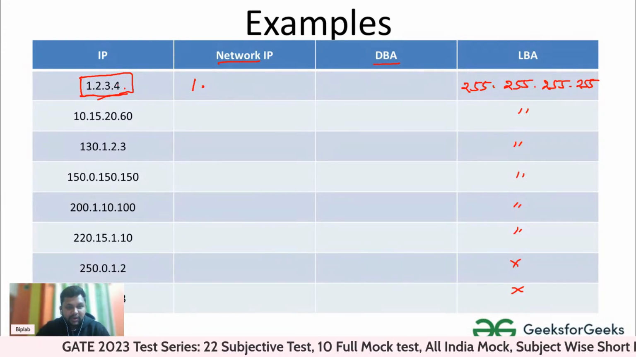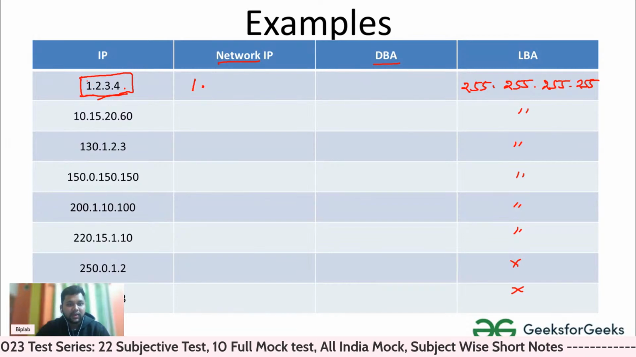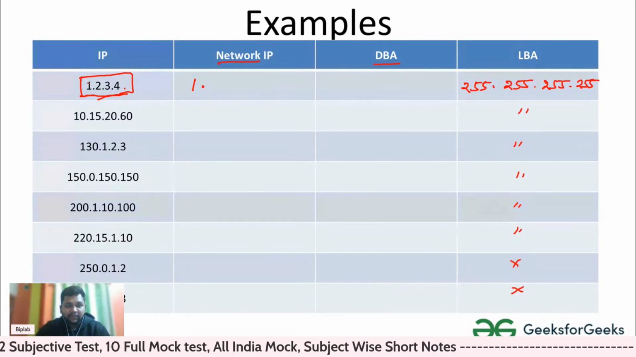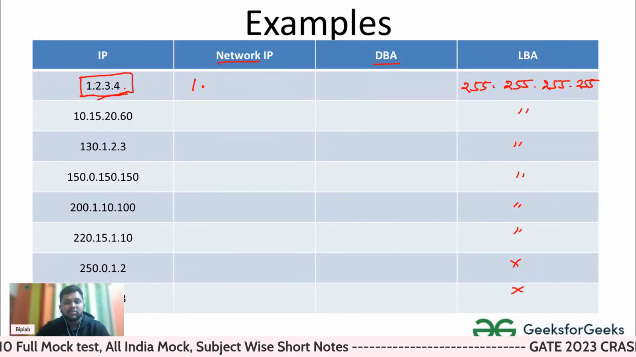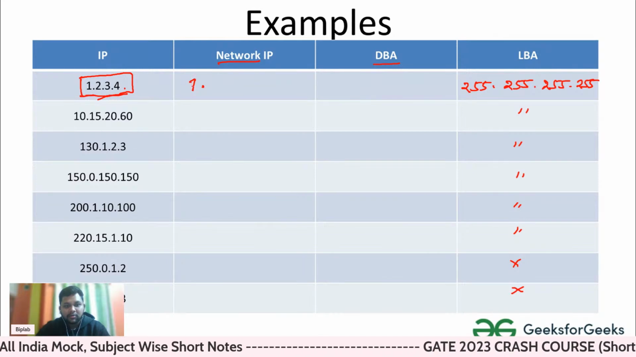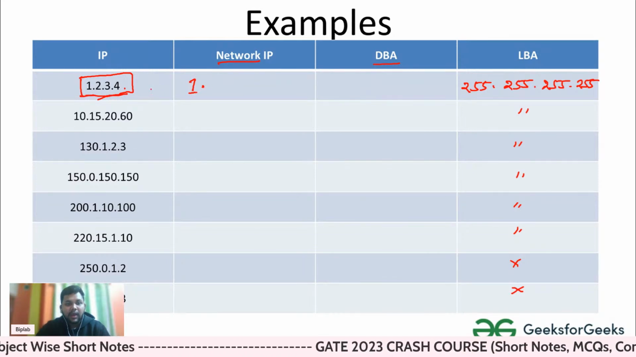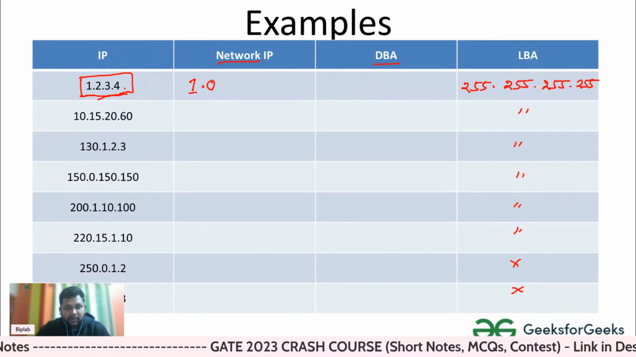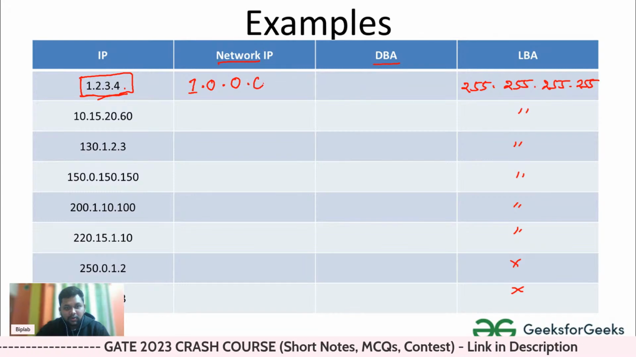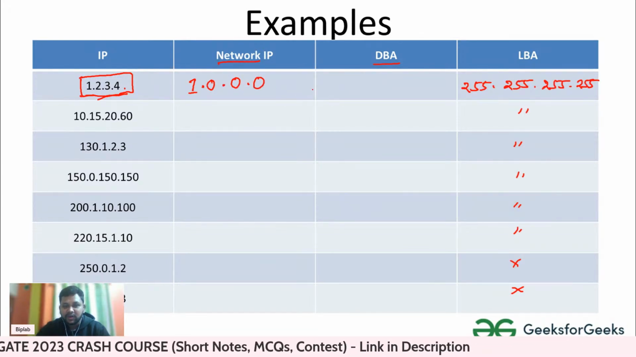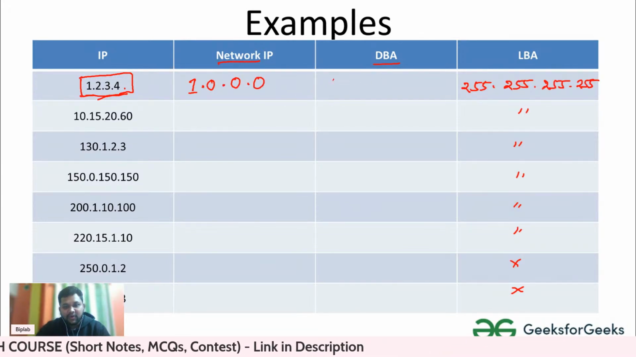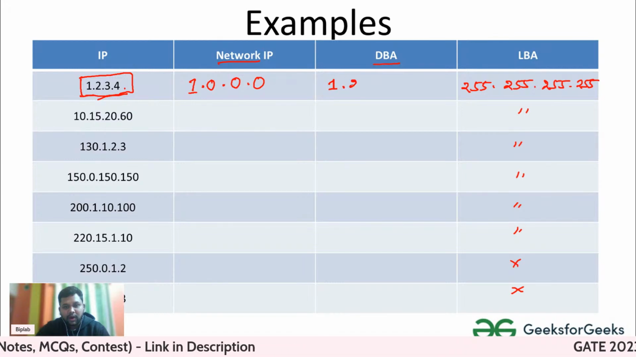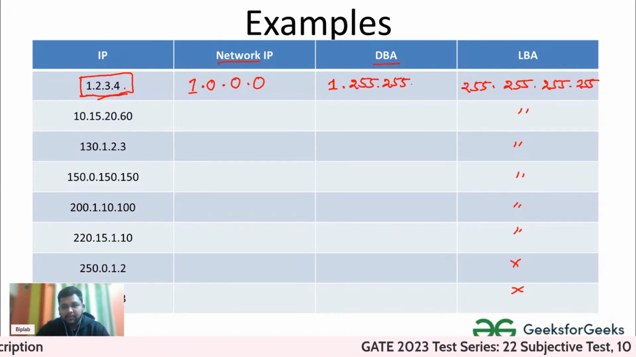Someone said that it is from class A. Yes, so class A. So the first octet will be used for network ID. It will remain as it is, and all other host bits will be 0. So all 0 means if you convert to decimal, it will be 0. And for the directed broadcast ID, it will be 1.255.255.255.